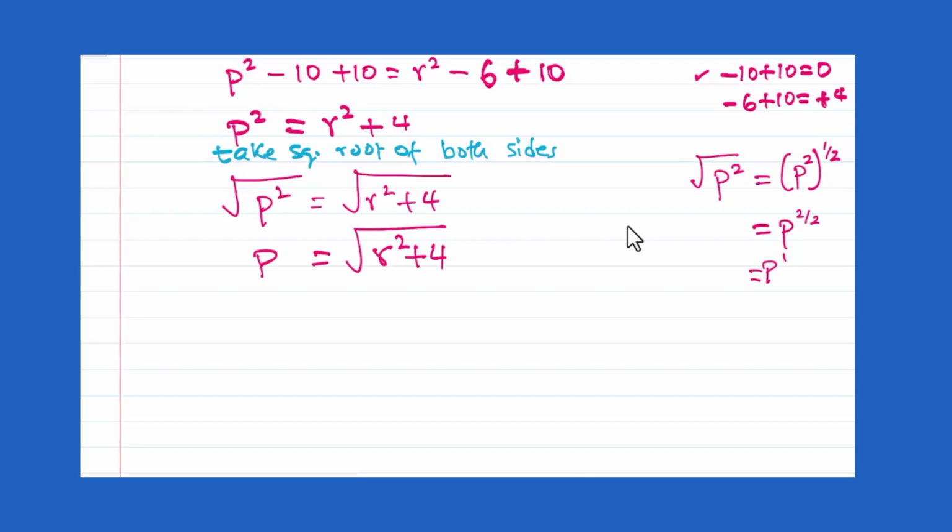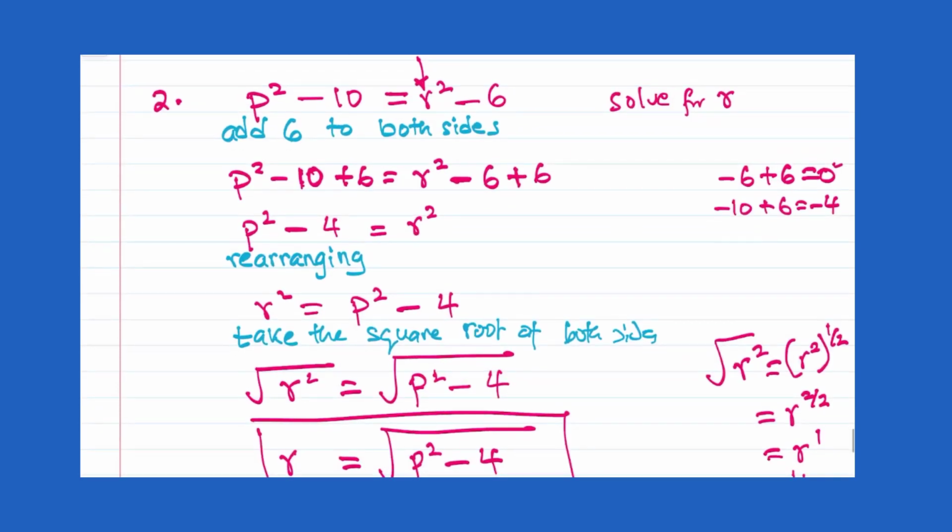Now let's go on to number 2. In number 2 we have the same equation, p squared minus 10 is equal to r squared minus 6. This time around we are solving for r. Solve for r to become the formula. Let me pause the video very briefly and we continue.